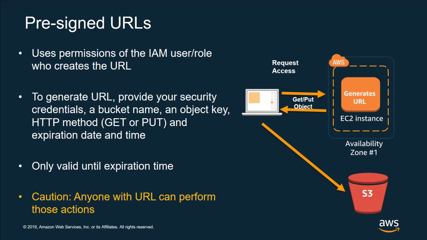And when you create a pre-signed URL, you can make it very granular: you provide your security credentials, the specific bucket name, the object key, whether it's just a GET or a PUT, and then you time bound it. You set an expiration date and time, and it's valid until that expiration time. So you can send out this pre-signed URL to give thousands or millions of people access to, say, get objects from the S3 bucket.